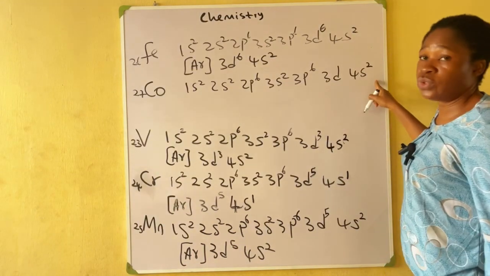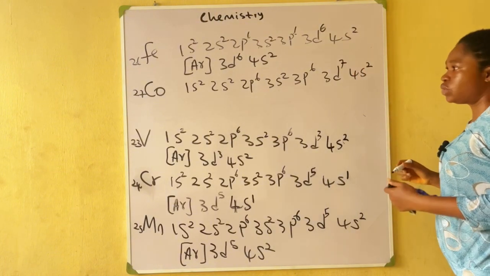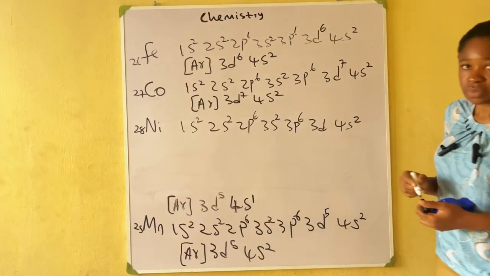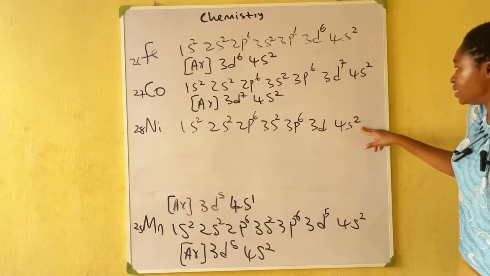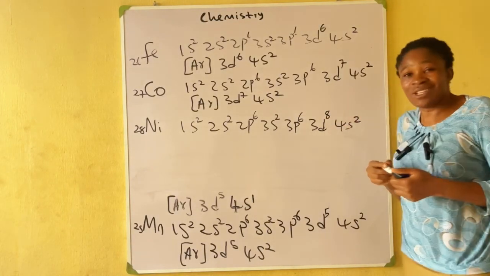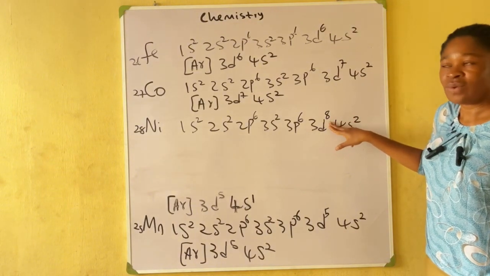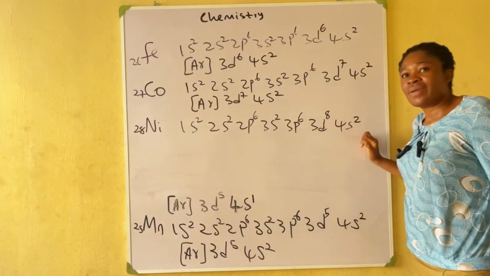So 4s2 makes it 20, plus 7 here, that's 27. So here is 2 and 20, so I'll add 7 on the 3d. Like I said, it will be wrong for you to not assign anything here at all and put 10. No. Something must be on 4s.